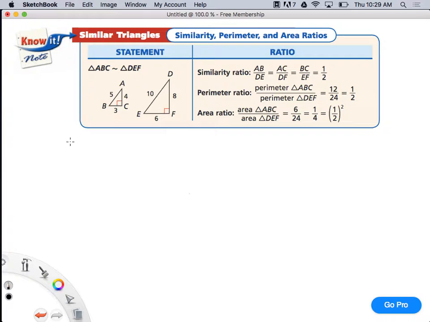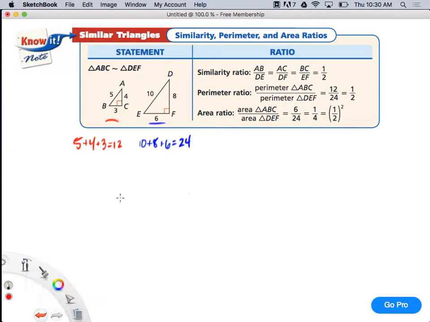Well, the perimeter of this one is 5 plus 4 plus 3, which is 5 plus 4 is 9 plus 3 is 12. So that's the perimeter of that shape. What's the perimeter of this shape? Well, it's 10 plus 8 is 18 plus 6 is 24.